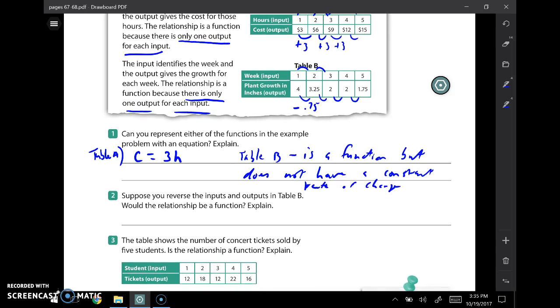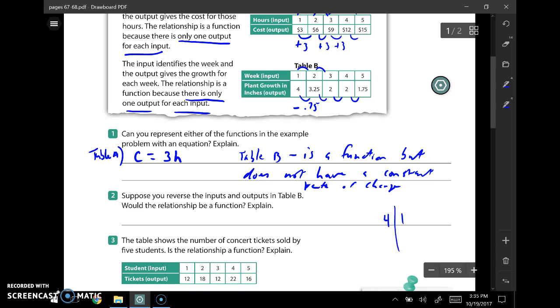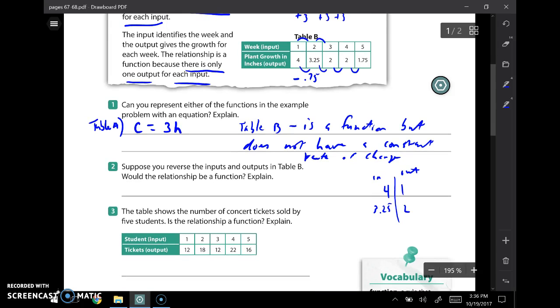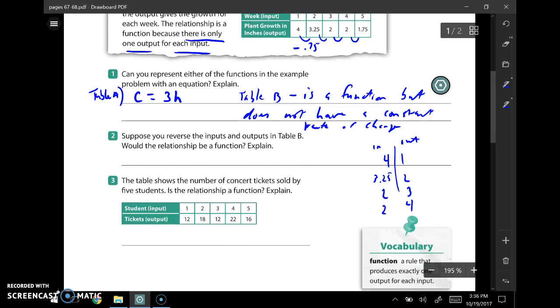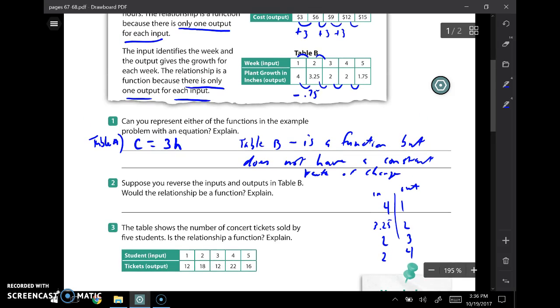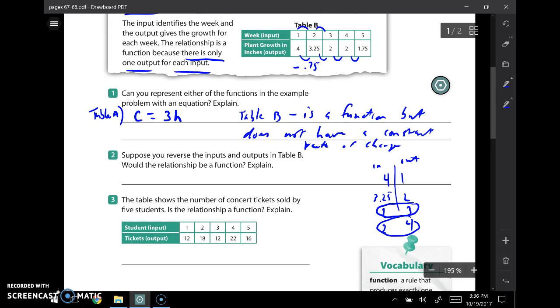So let's just model this real quick. If I reverse it, I'm going to go over here to the side. Let's say instead of 1, 4, I go 4, 1, so this is now in and out. 3.25 is 2, 2, 3, 2, 4. Probably something's already going off, like hey, right here. If I reverse the inputs, it's the same idea of me going to 2 different barbecue restaurants at the same time, not possible. So would this be a function?